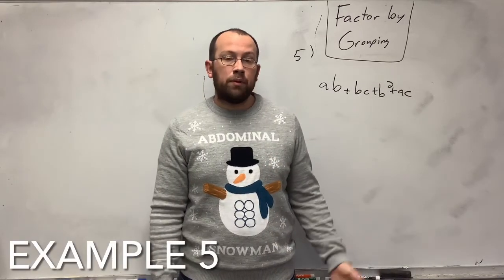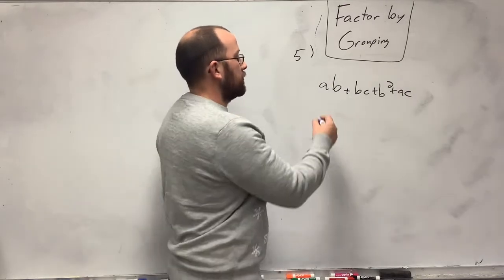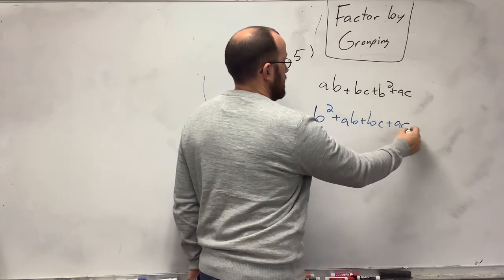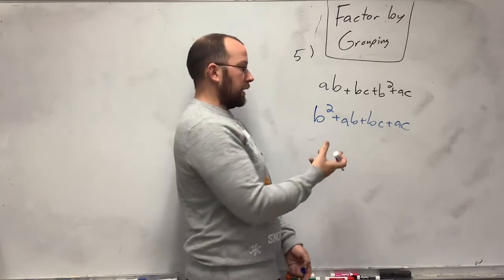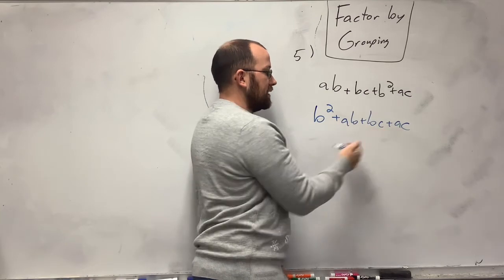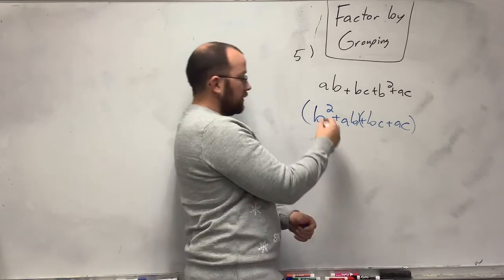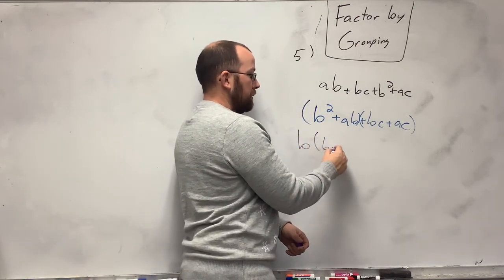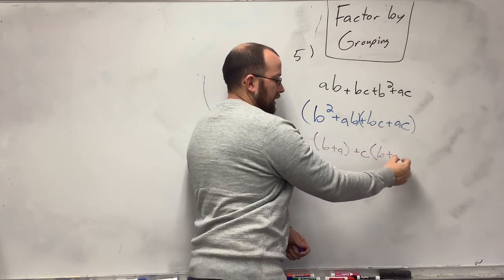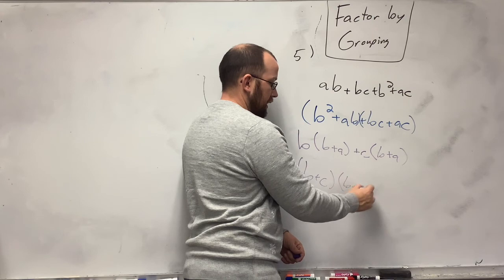All right, this is our 5th example. The first thing I want to do is put it in the right order. Your squared should always be in the front. So b squared plus ab plus bc plus ac. Now I just need to check to make sure, if I group them like this, will they have something in common? Yes, this has a b and a b, and this has a c and a c. So I can group them like that. So here I take out a b, and I get b plus a. Here I take out a c, and I get b plus a. The b plus c is right there, and then b plus a. There you go.